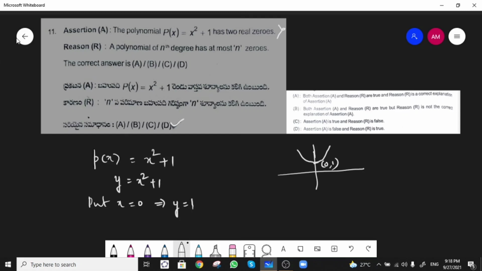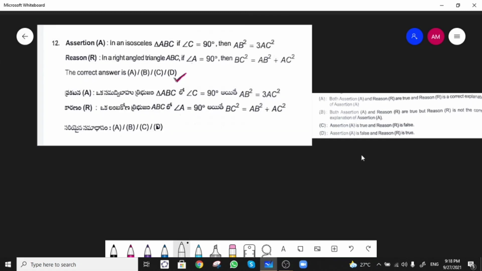Let us move to the 12th problem. Assertion: in an isosceles triangle ABC, if angle C is equal to 90 degrees, then AB square is equal to 3AC square. By seeing 3 here itself, we can say that this is false. Let us check that. Since angle C is 90 degrees, it is a right angle triangle. And given that it is an isosceles triangle, leaving the hypotenuse, the other two sides are equal.